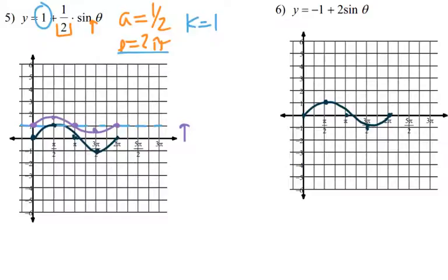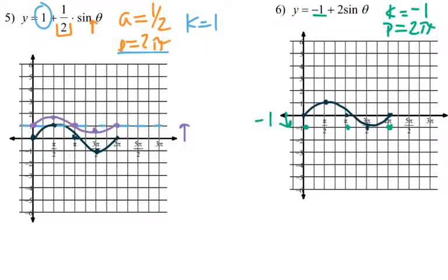Okay, number 6. This time we've got a k of -1. So that's going to shift. Oh, let's check our period first, right? Our period isn't affected, so still 2 pi. So it shifts down 1. So my 0, my pi, and my 2 pi are just shifted down that -1.